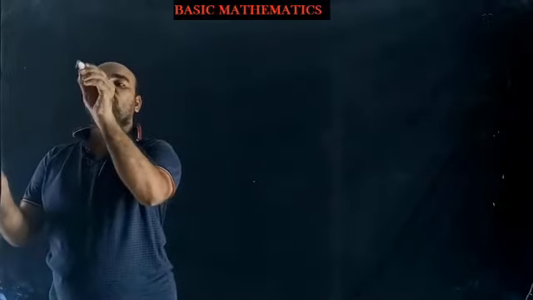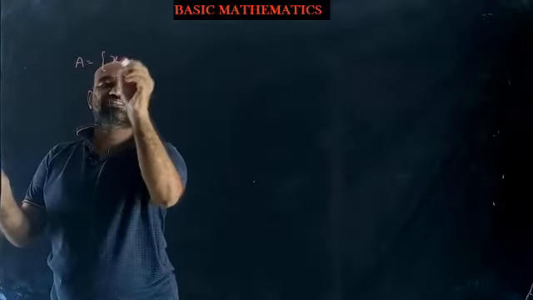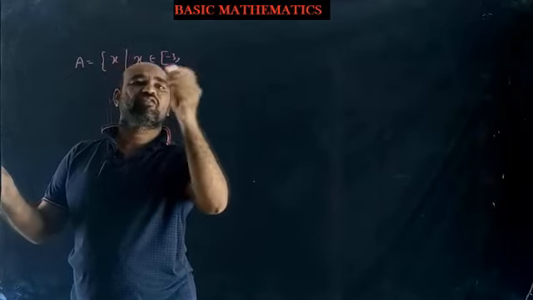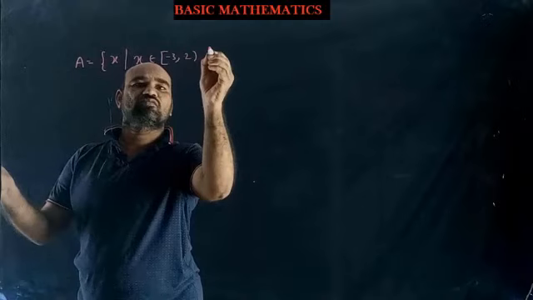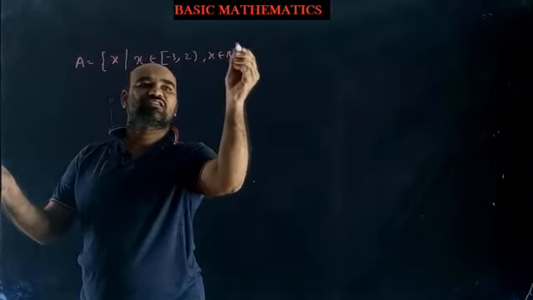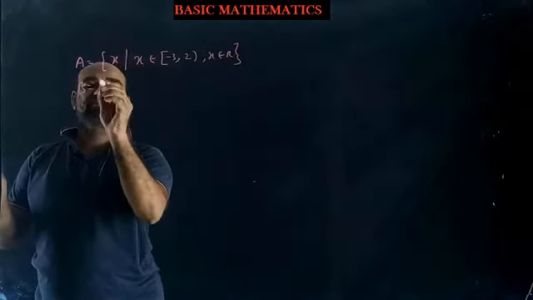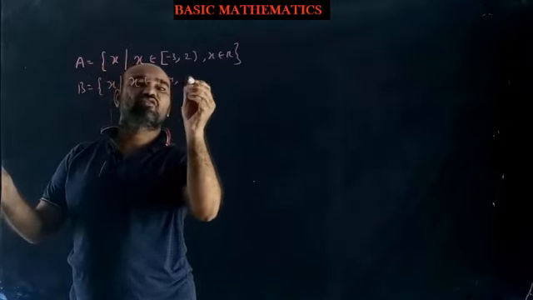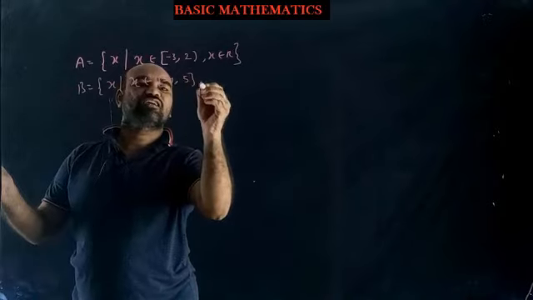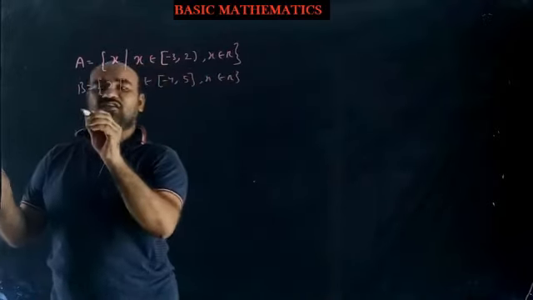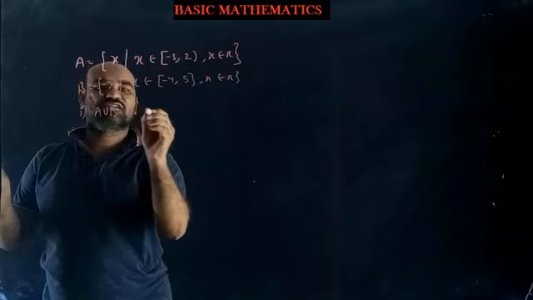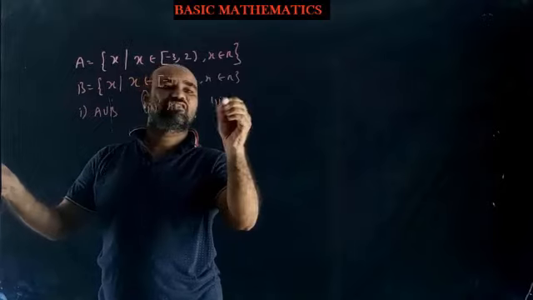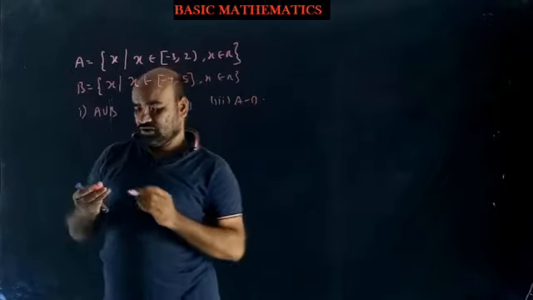Okay, students, one example problem. A is a set of elements X such that X belongs to the closed-open interval -3 to 2, X is a real number. Set B is given as X such that X belongs to closed -4 to closed 5, X belongs to R. First one, find A union B. Second one, find A intersection B. Third one, find A minus B. These three should be found now.